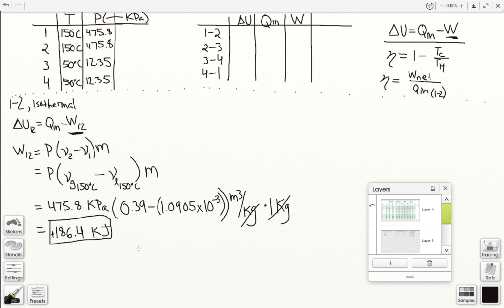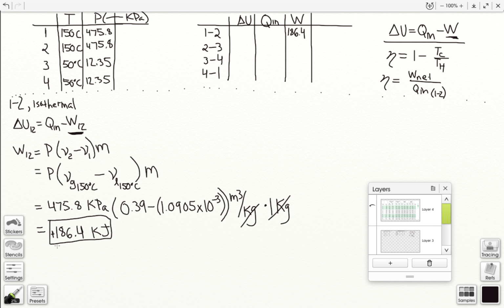which makes sense because in this state, from 1 to 2, as it starts off as a saturated liquid, it pushes against the piston, turning into a vapor. Okay, so here we can put 186.4. And all the values in this table will be in kilojoules.